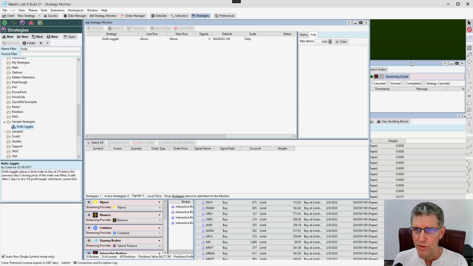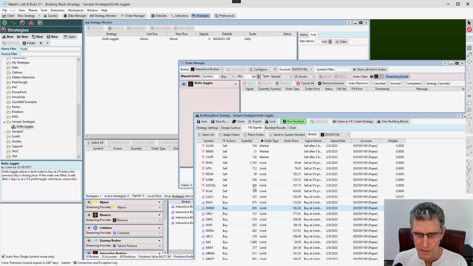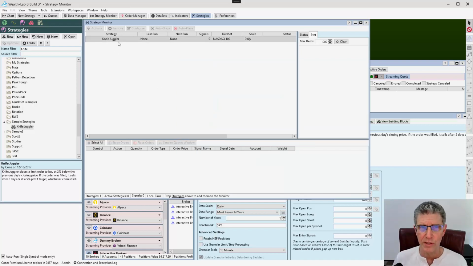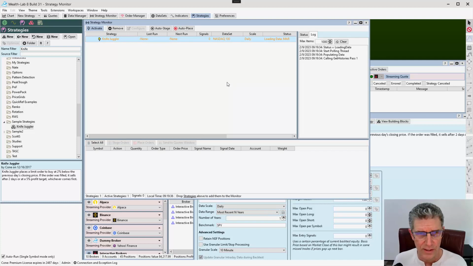Generally in the strategy monitor, let's go back to the strategy settings. The last setting that you saved, with retain or not retain NSF positions, is the one that's used in the strategy monitor. I think the last time I saved the strategy, it was with it. So we're just going to run this now to see what we come up with.